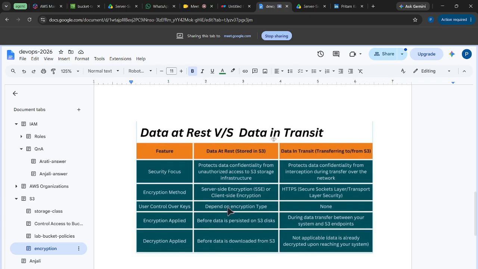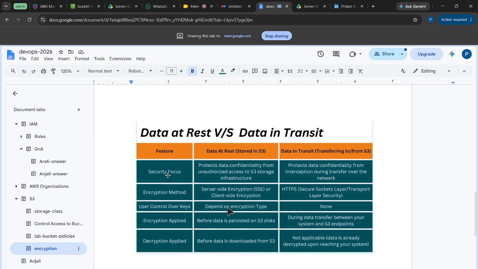So during that process, how are we making sure our data is secure or encrypted? That's what this tab, or this slide, is all about. Okay, so the first column says security focus. What things do we need to consider?